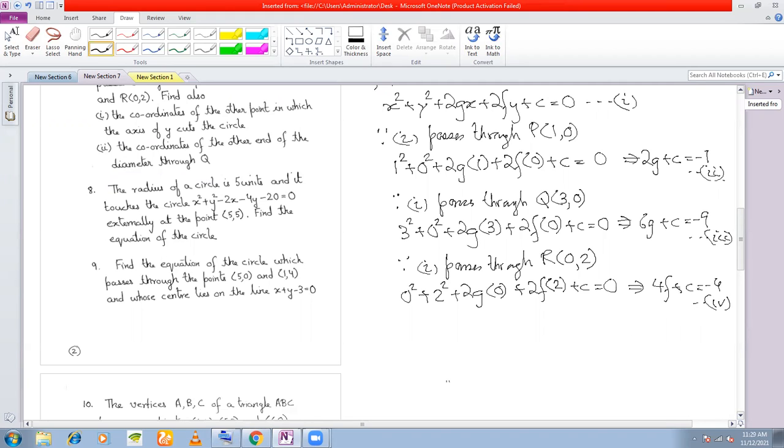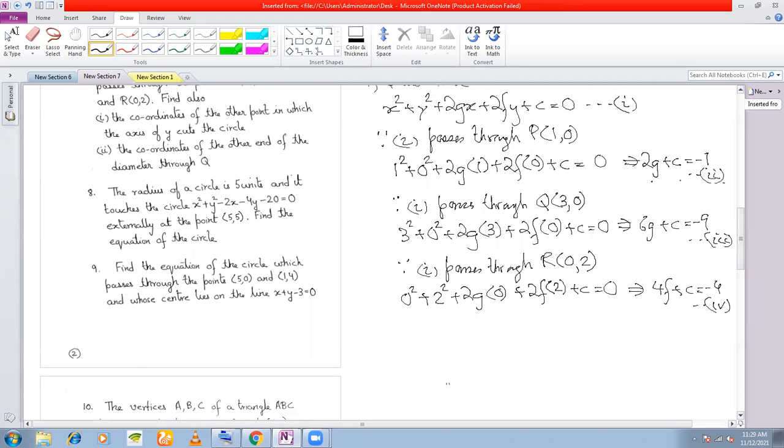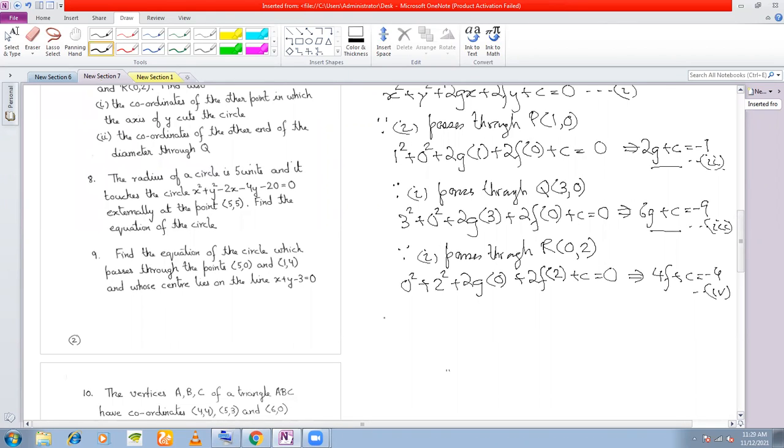Now you have three equations, 2, 3, and 4. There are three unknowns, g, f, and c, and you have three equations. So definitely you can solve these three equations. How do you solve these three equations? Look at these two equations. These two equations are simultaneous equations in g and c, which you can obviously solve by elimination method. So solving 2, 3, and 4.